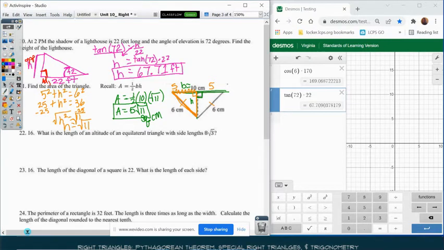Number 22 asks for the length of an altitude in an equilateral triangle. So first of all, let's draw this equilateral triangle where I have all 3 side lengths the same. Side lengths are all 8 square root of 3. And we're looking for the altitude. If you don't remember, the altitude then comes from the vertex and meets the base at a right angle. So this is the altitude that I want to find. I'll label that as an A.